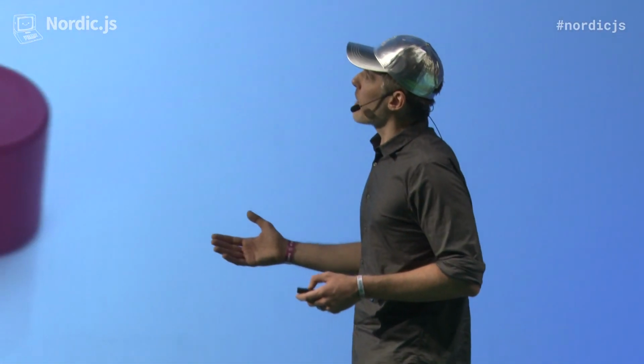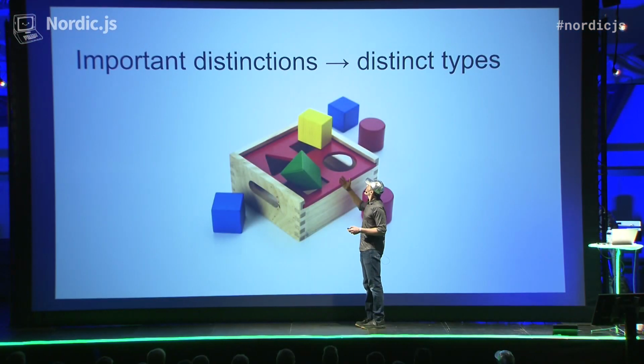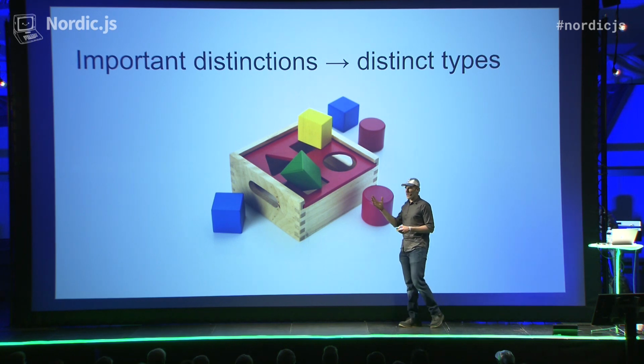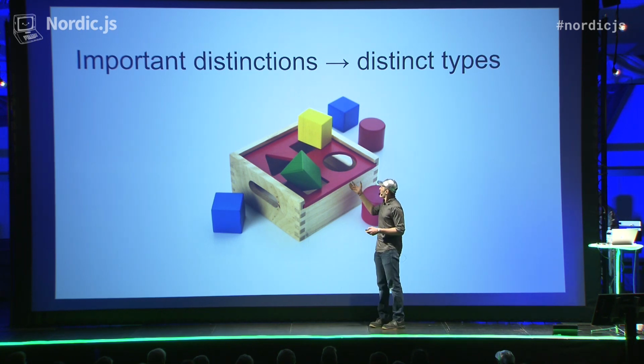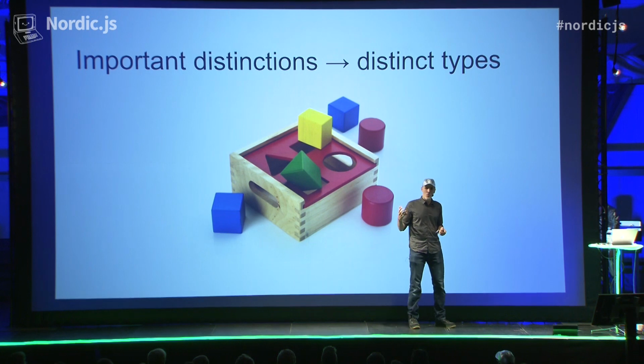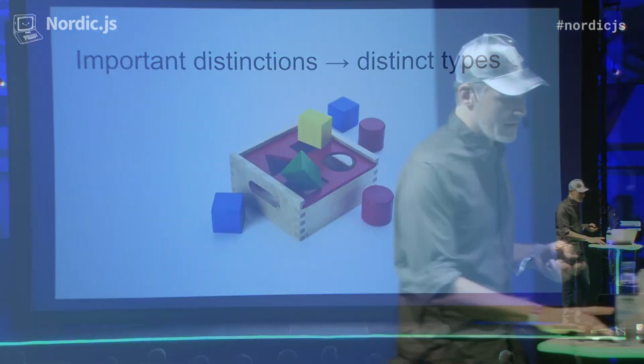So one way to do this is to make sure that important distinctions are represented in the language. And I said, when you've got an important distinction, represent it using distinct types. And so types are like holes in this board. They describe the shape of values that can go through and reach sensitive functions and APIs.